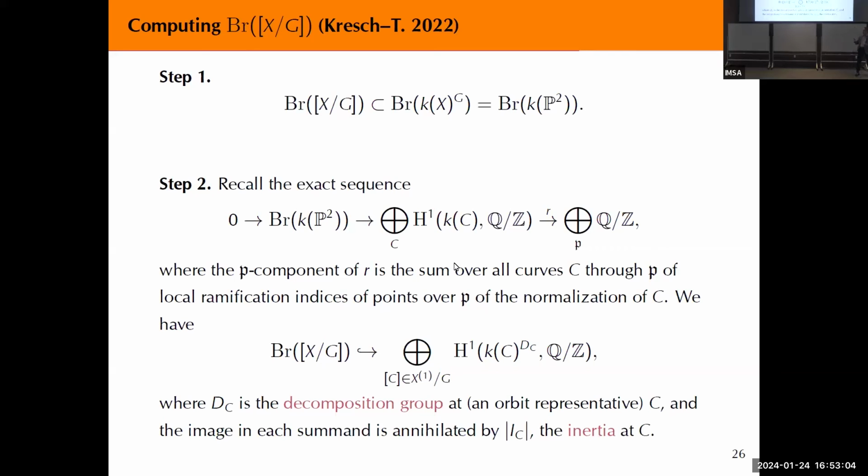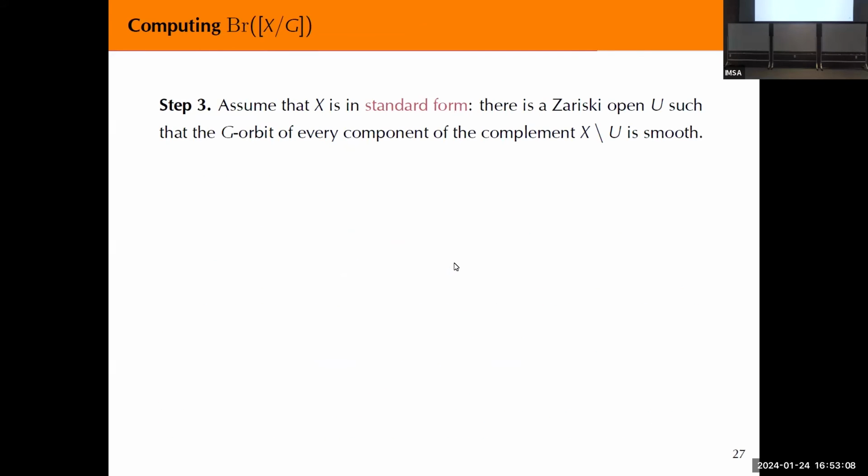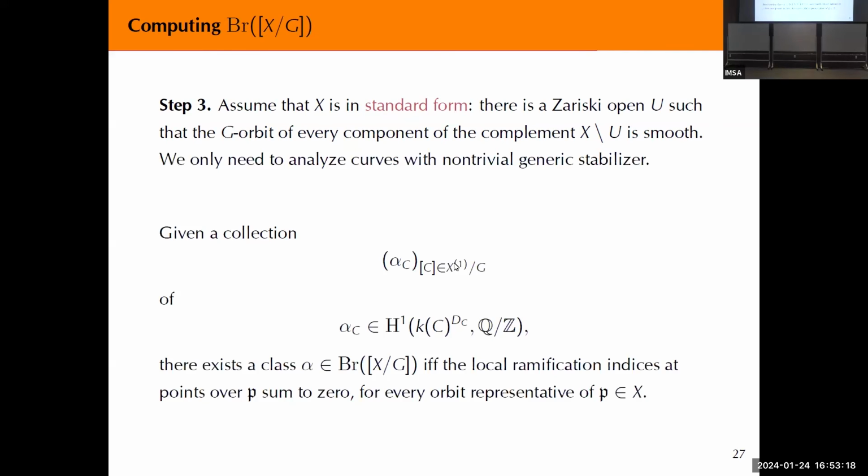Okay, that's of course on reduction. And then there is actually a characterization. So you do this on a model of a surface. It's a standard form. There is some open U, so that the boundary is very nice. And nice means that the G orbit of every component of the boundary is a smooth divisor. So we only look on that model, of course, with non-trivial generic stabilizer.